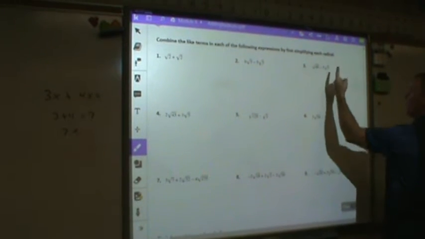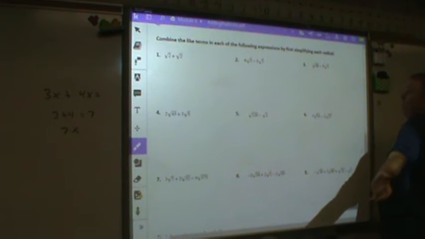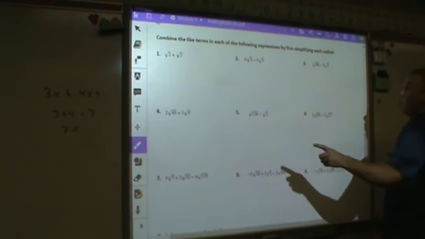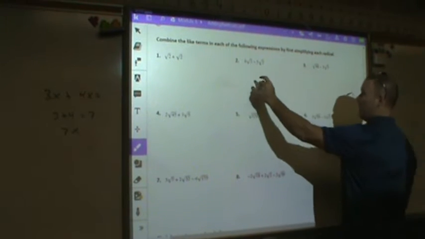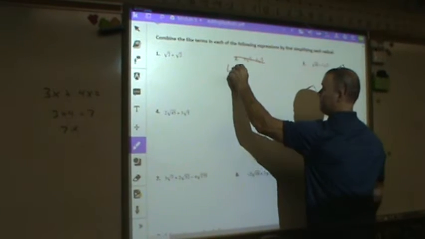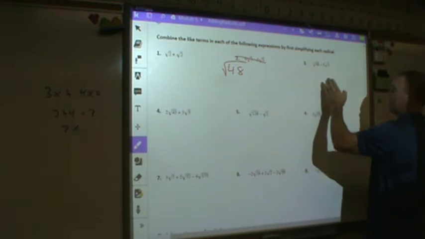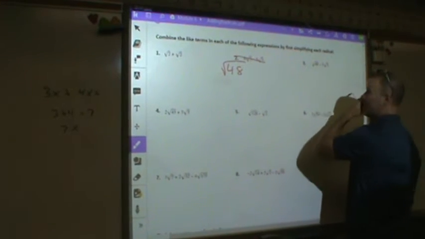Can rad 48 and rad 3 be combined? Can't combine those because it's rad 48 and rad 3. Or can I? Can I take the square root of 48 and simplify it to something times rad 3? Because if I can, then I can combine those.